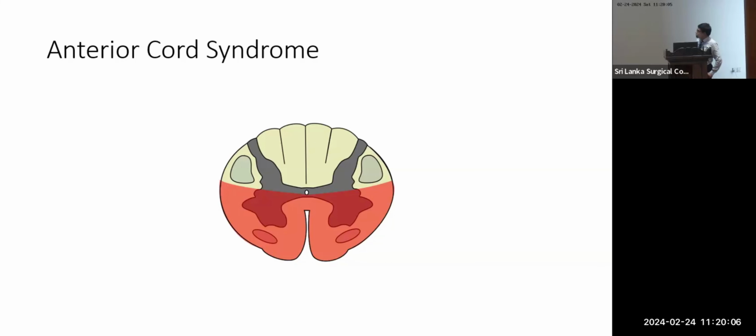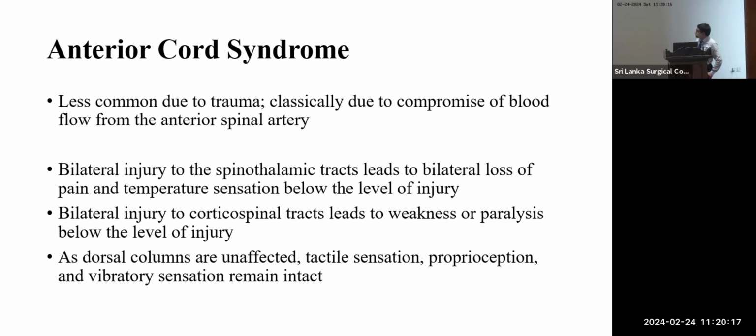Usually our corticospinal tracts are here, lateral spinothalamic tracts are here. So usually the lateral spinothalamic tracts and the corticospinal tracts will be affected. Because the lateral and anterior spinothalamic tracts are gone, they will have loss of pain and temperature sensation bilaterally. Because the corticospinal tracts are gone, they will have motor deficits below the injury. And because the dorsal columns are unaffected, tactile sensation, joint position sense, and vibratory sense will remain intact.